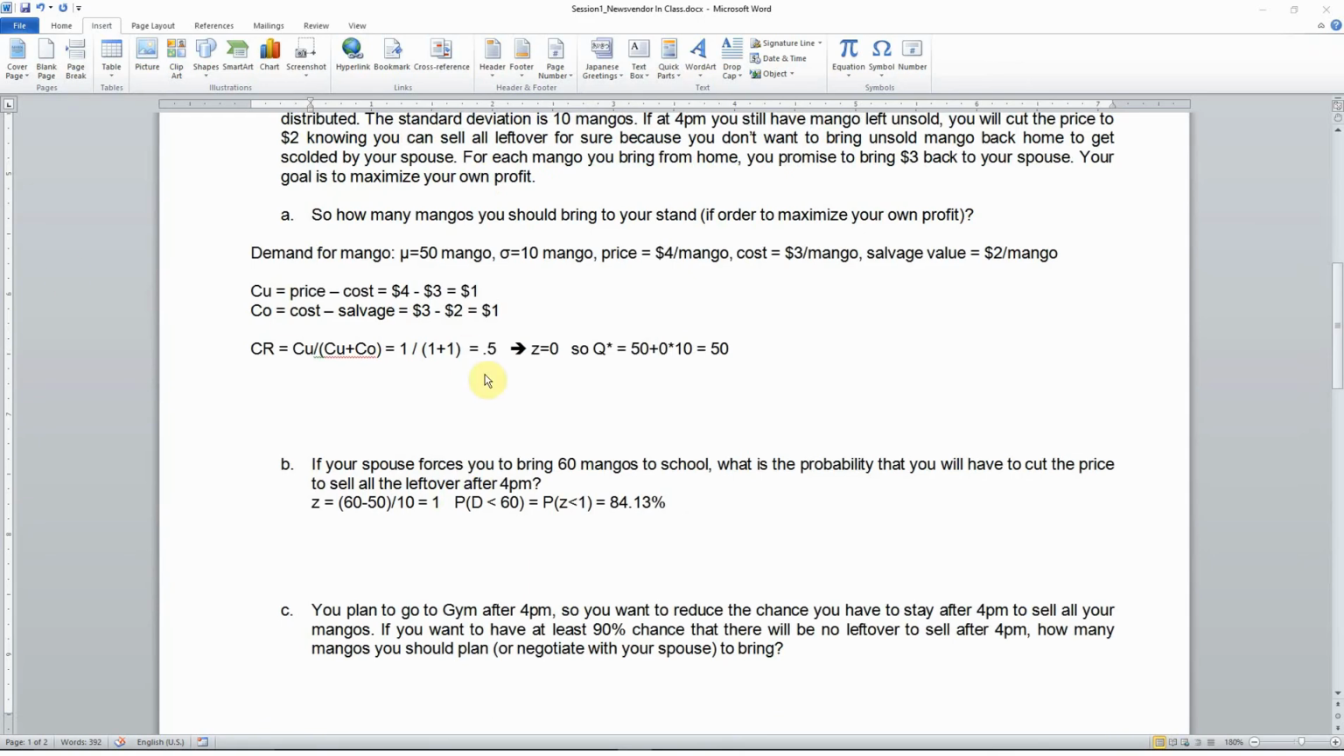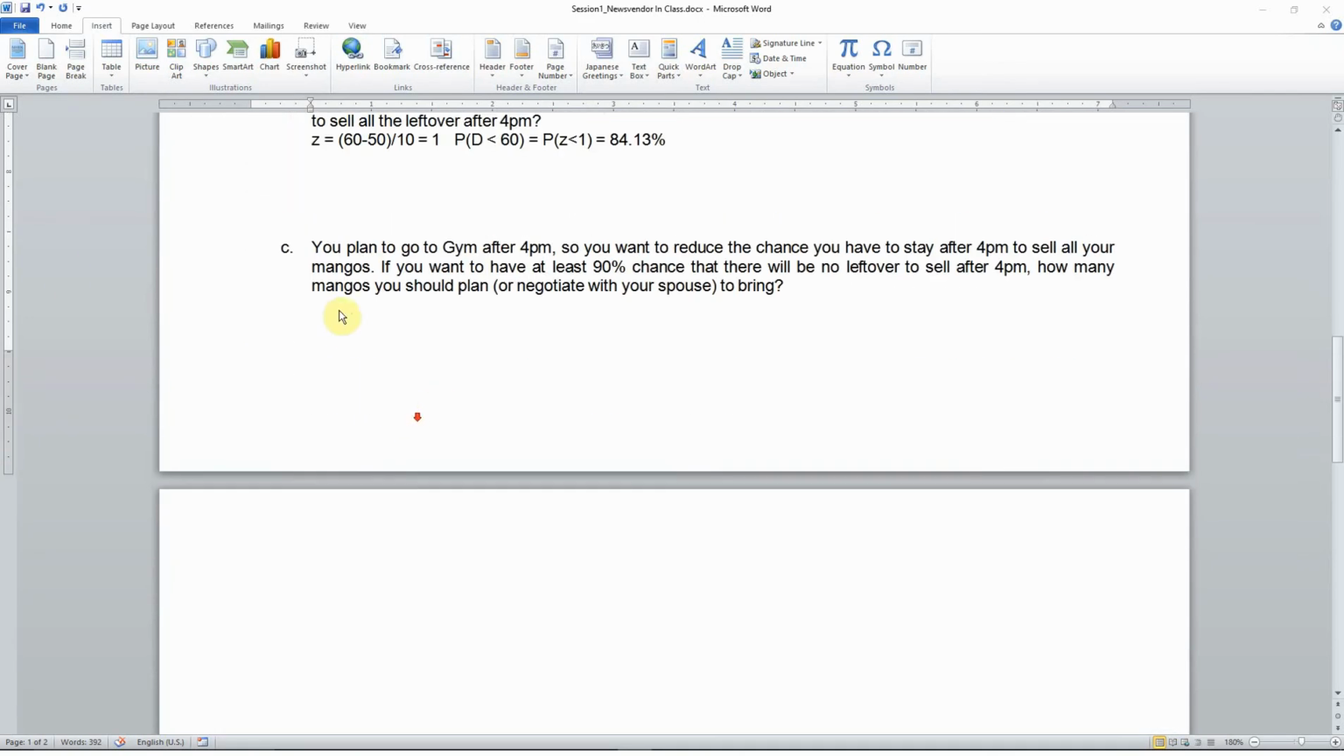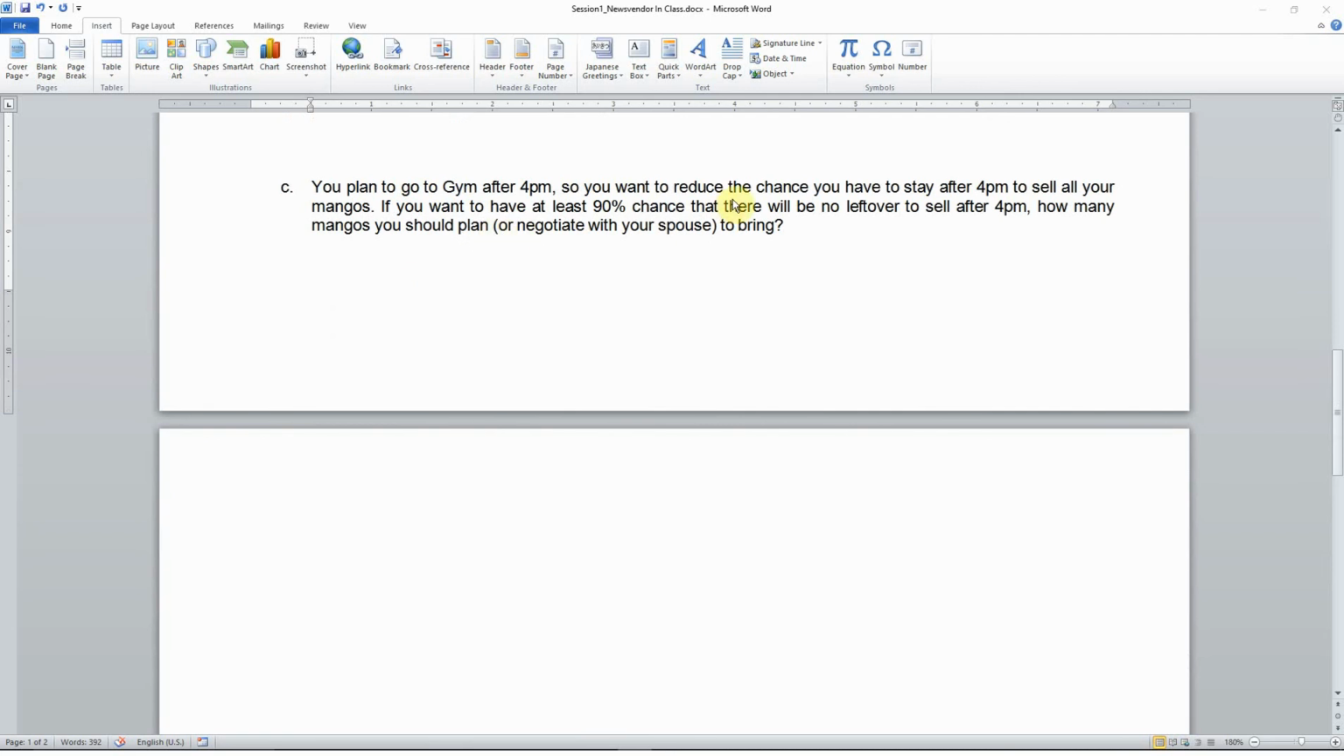So let's try another problem. Let's say that we plan to go to the gym after 4 p.m. and we want to reduce the chance that we have to stay after 4 p.m. to sell all our mangoes. So we want to have at least a 90% chance that there will be none left over to sell after 4 p.m. So how many mangoes should we plan to bring?